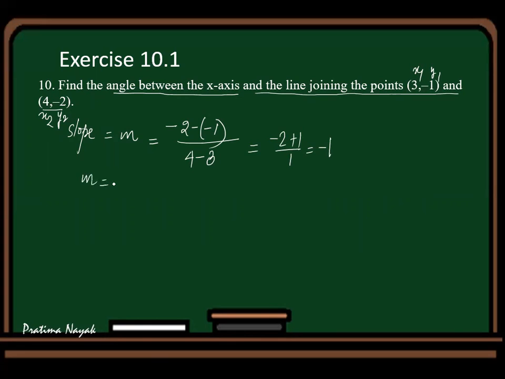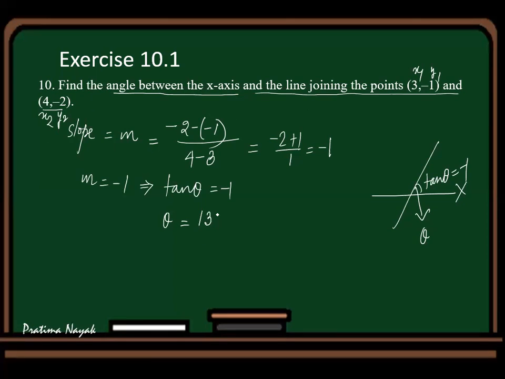m is minus 1. This implies that tan theta is equal to minus 1. That means the line making with the x-axis, tan theta is minus 1. That means what is theta? Theta is equal to 135 degree, because tan 135 degree is equal to minus 1. So it makes an angle of 135 degree with the x-axis.